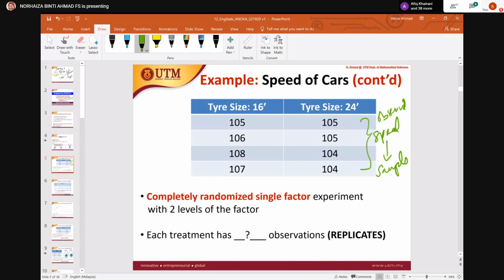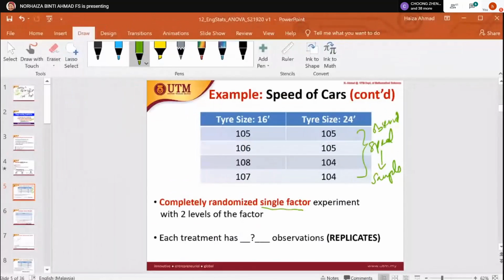This kind of experiment is called a completely randomized single factor experiment. Why single factor? Because you only observe this treatment based on a single factor. What is the single factor that you're observing here? Class? What is the single factor that you're observing here? Tire size. That's right. So tire size is that single factor.